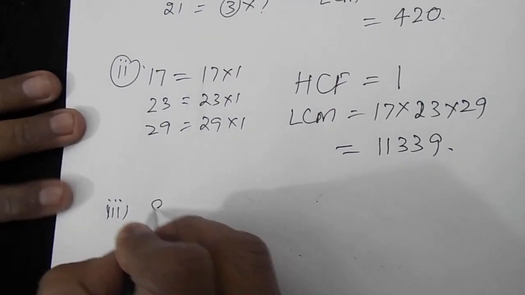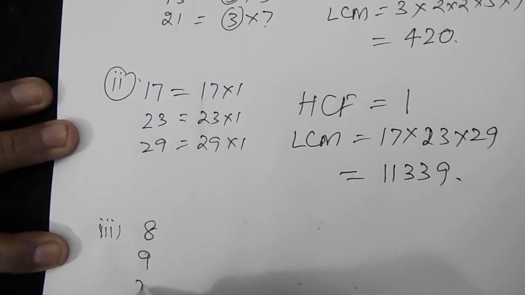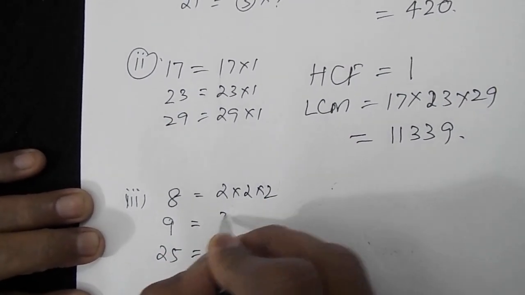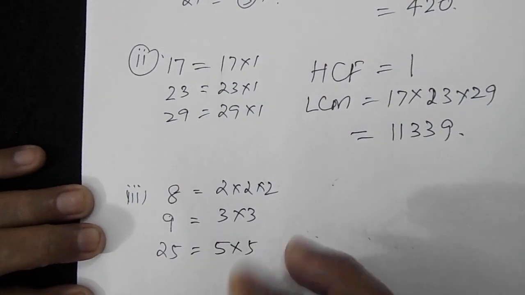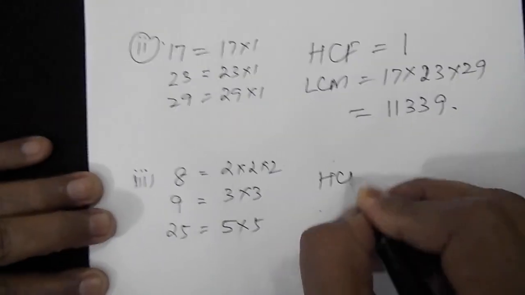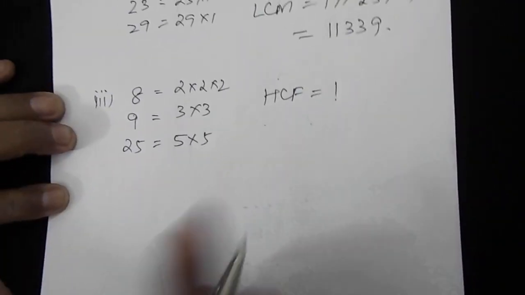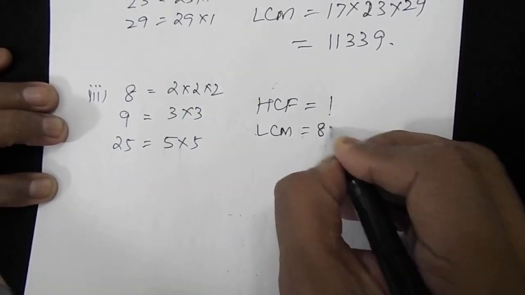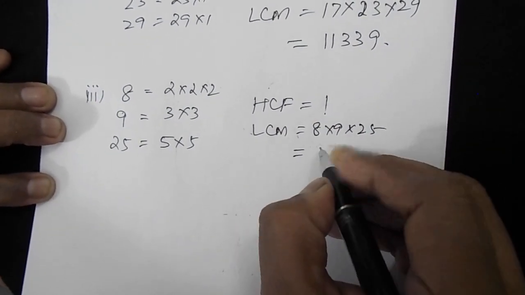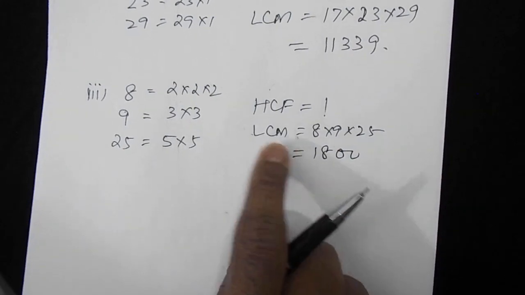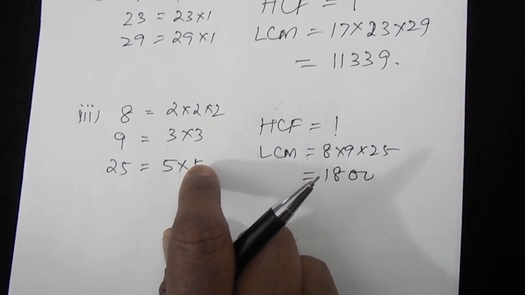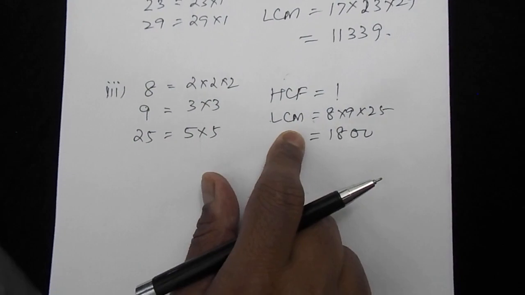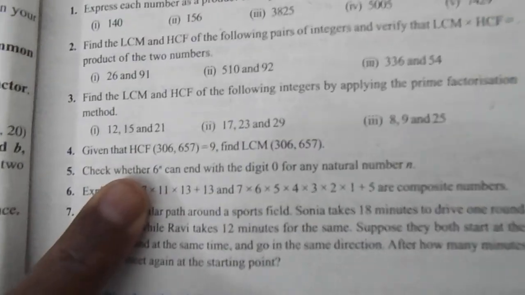The third part students, 8, 9 and 25. Let us find out the prime factors. This is 2 into 2 into 2, this is 3 into 3 and this is 5 into 5. We can see that there is no common factor, so the HCF is 1 and LCM will be, since there are no common factors, we need to multiply all of them, 8 into 9 into 25, which gives you 1800. So whenever you don't have any common factor, in that case your LCM will be the product of 3 numbers.